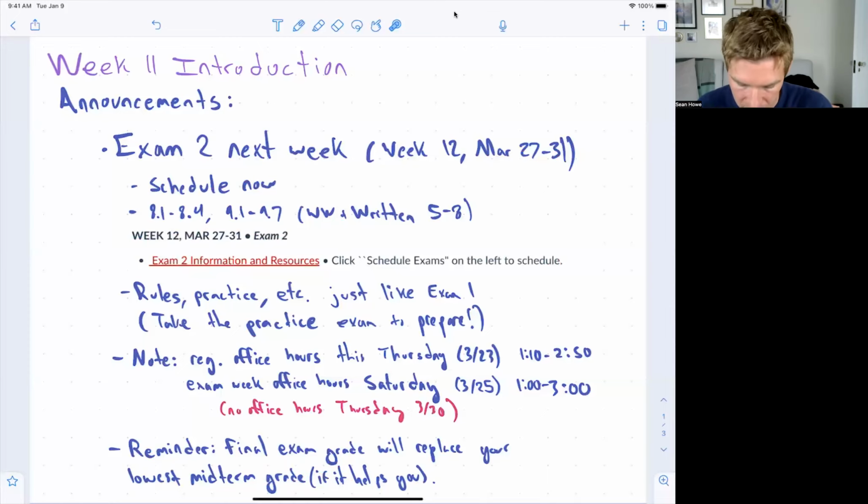Just one note about office hours, if you want to use those to help you prepare. My regular office hours are this Thursday, March 23rd, at the regular time, 1:10 to 2:50. And then the exam week office hours, just like the earlier exam week, happen the Saturday before the exam week. So that'll be on Saturday, March 25th from 1 o'clock to 3 o'clock. In particular, there are no office hours on the Thursday of exam week. On exam weeks, I always do the office hours the Saturday before to give everyone a chance to come to office hours before they're scheduled to take the exam, if they'd like to.